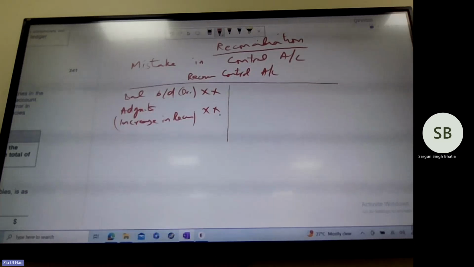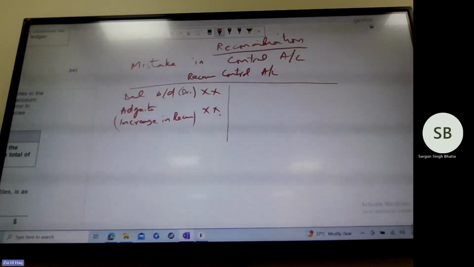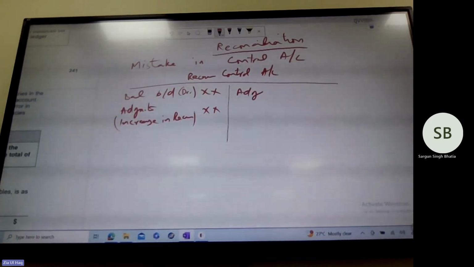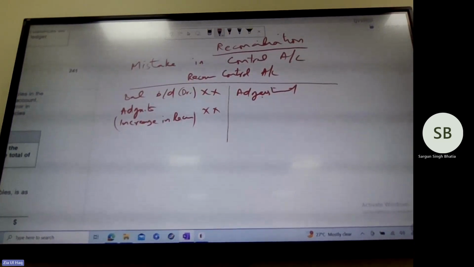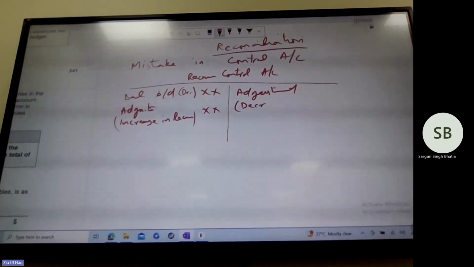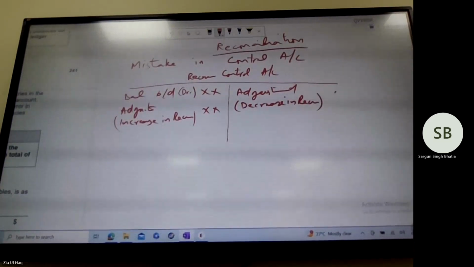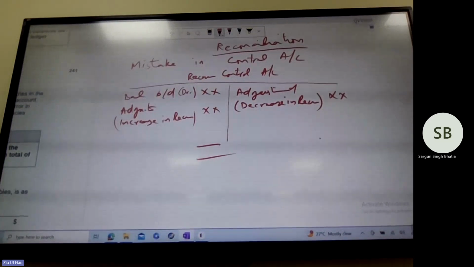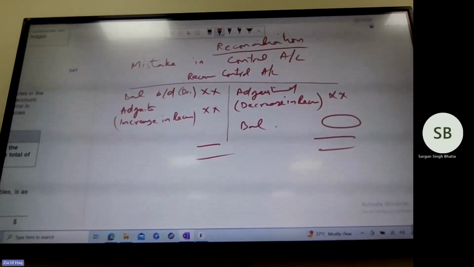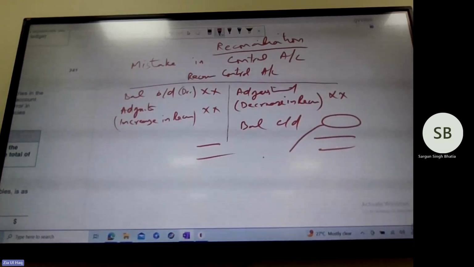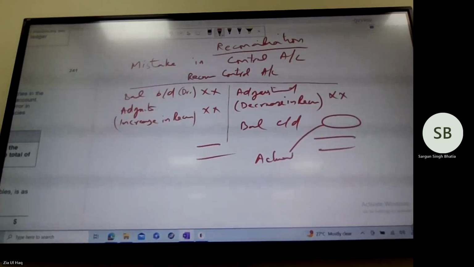But if there is a mistake due to which the receivable control account balance should be adjusted and there is a decrease in receivable, then we will make adjustment on the credit side in case of decrease in receivable. How increase or decrease will happen, we're gonna discuss later on. So then we will balance this figure. Here we will find the balance carried down and this will be our actual balance.